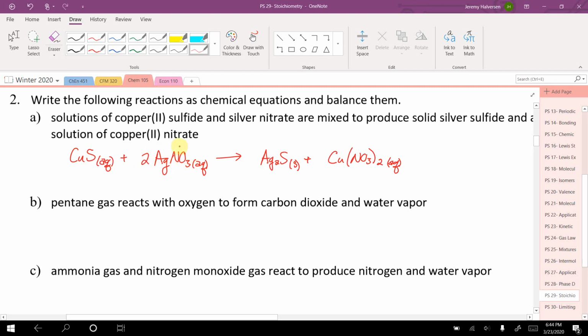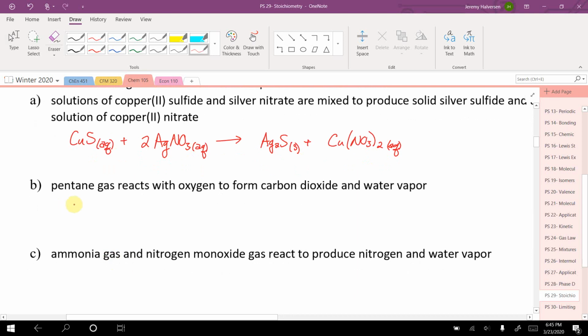Now I have two nitrates on the left and two nitrates on the right. Now in this case, because the NO3 stays together, I can just balance it as one unit. But if that wasn't the case, I'd have to say, well, I have two nitrogens, and here I have NO3 times 2, so I have two nitrogens. Here I have 2 times 3 gives me 6 oxygens. Here I have 3 oxygens times 2 gives me 6 oxygens, so I am balanced.